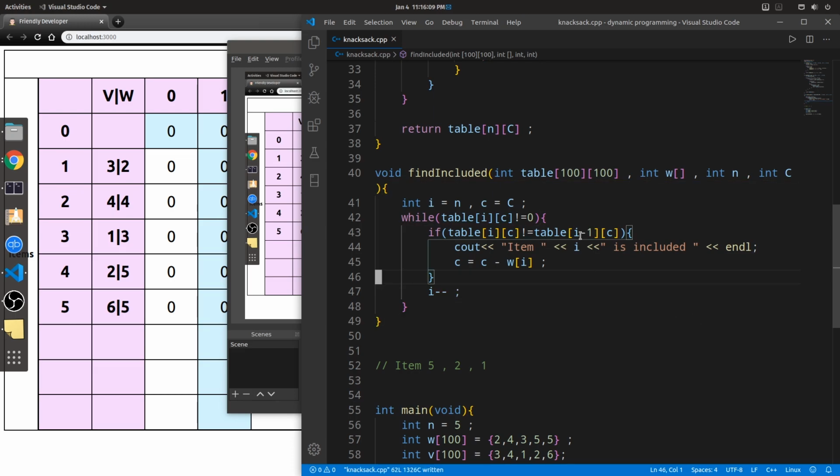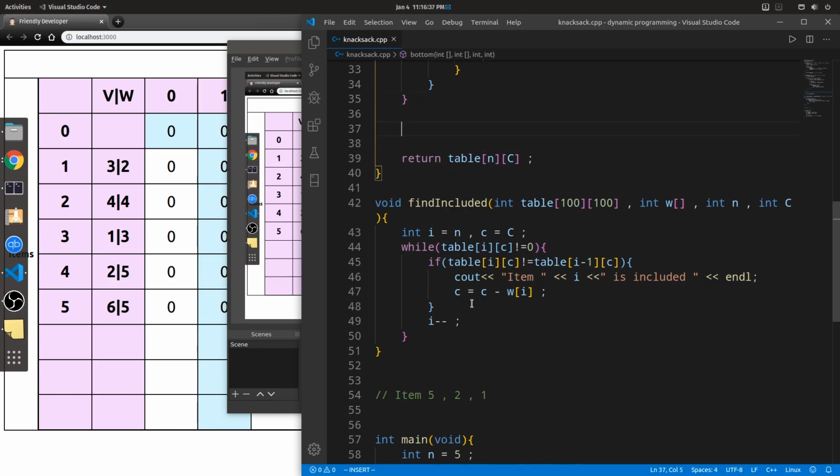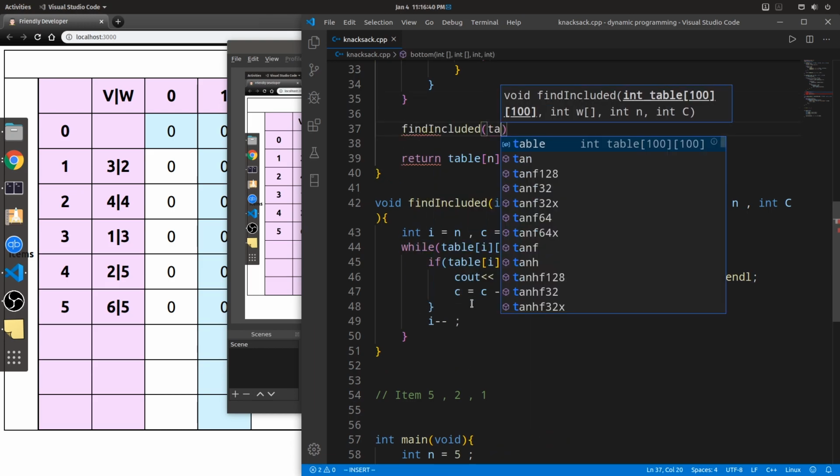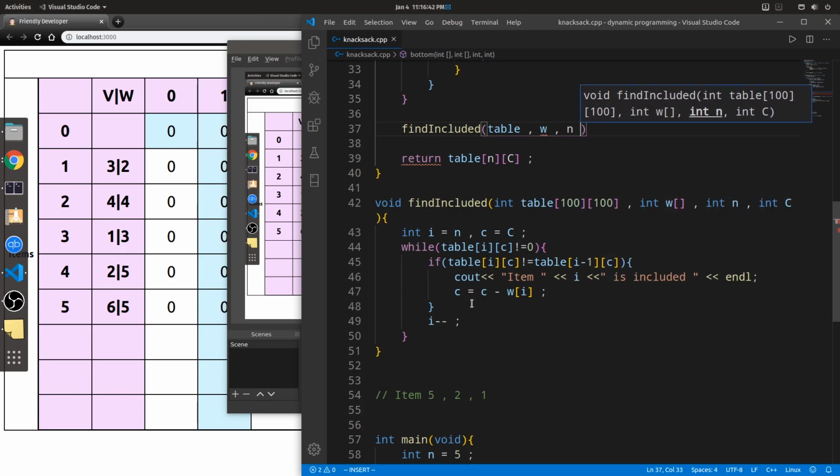So if my table values of the current row and the previous row are equal, we will not be including that item. We'll just move on to the previous row. That just means we have excluded that item. If the values are not equal, then that means we have included the item. We print the inclusion and we decrease the capacity. We continue this until the table's value is 0. So let's call that function find_included. We'll send the table, the weights, n and the initial capacity C.